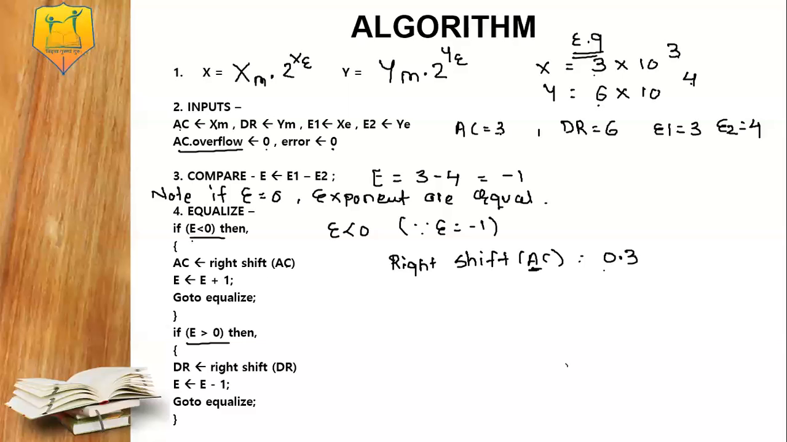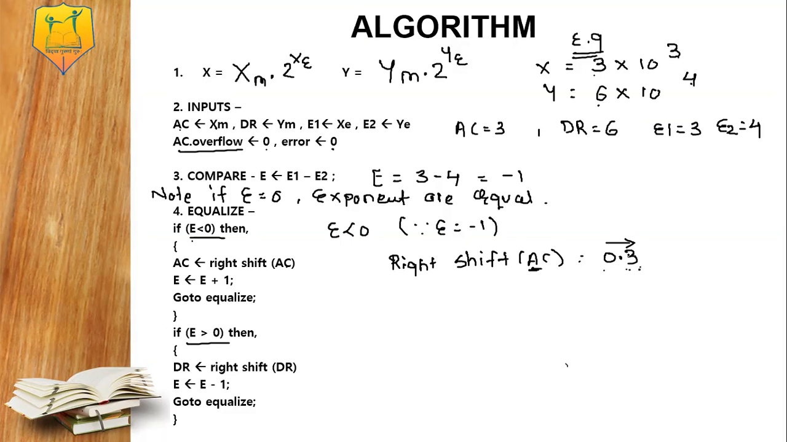AC means what? The value of AC. What is the value of AC? 3. We have to right shift 3. Meaning, where did this shift? It shifted here. Meaning, I have to put the 0 behind the scene. Behind the scene. Meaning, I have to take the 0 first. Understand? Okay, it looks like a left shift, but it is moving right. It is moving right. That's why it is known as right shift of the AC.